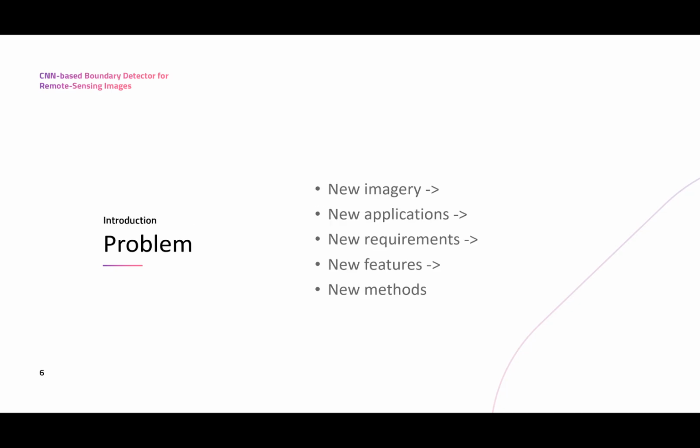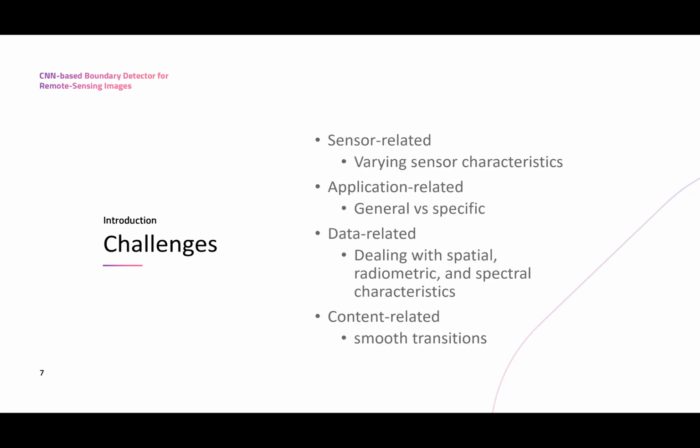With the new imagery and application requirements, we would require new features and then new methods. With the proposed solution, we are trying to find a way to teach the network to learn the sensor specific details, and we move the boundary detection into something that can be learned in a supervised way, where it will learn for that particular application without manually specifying the spatial, radiometric, and spectral characteristics. We didn't tackle the smooth transition between regions in this proposal, but we did something interesting for the classification later on. Maybe we'll share it in another presentation.